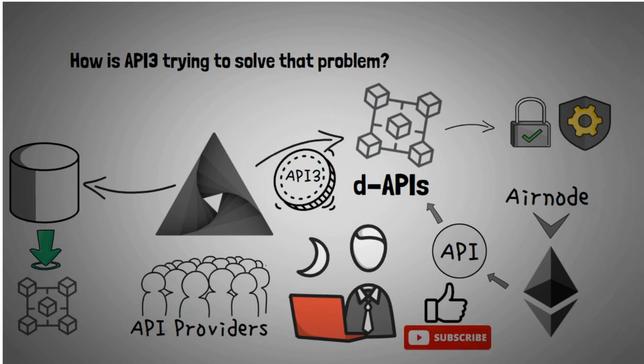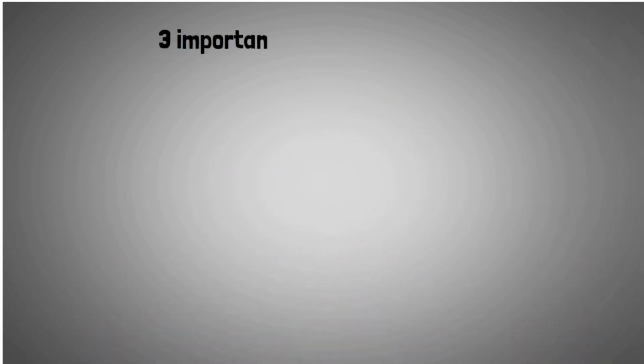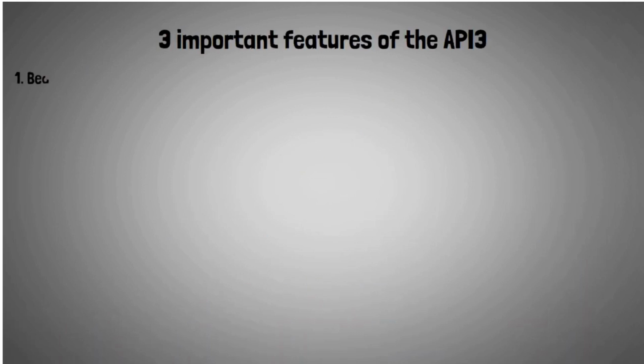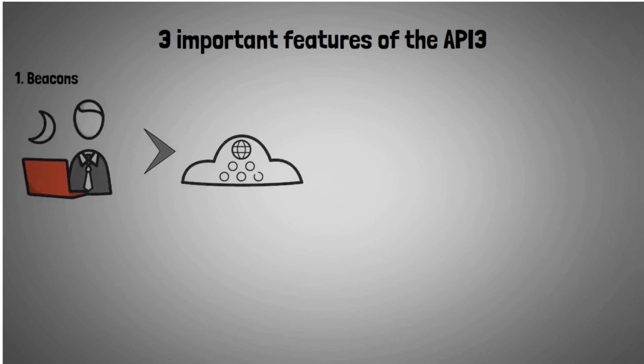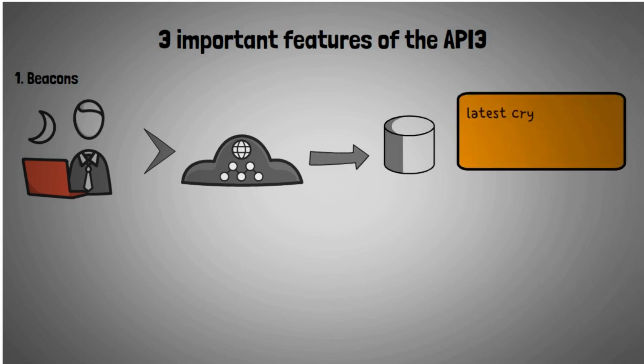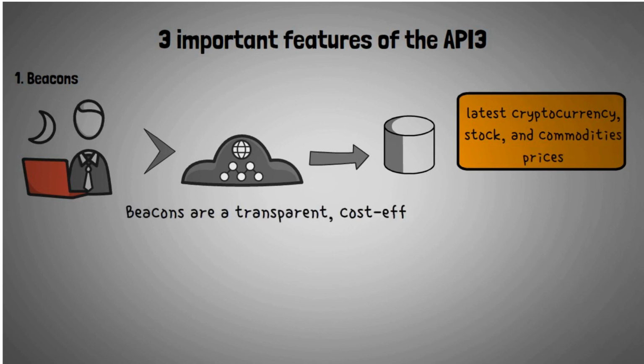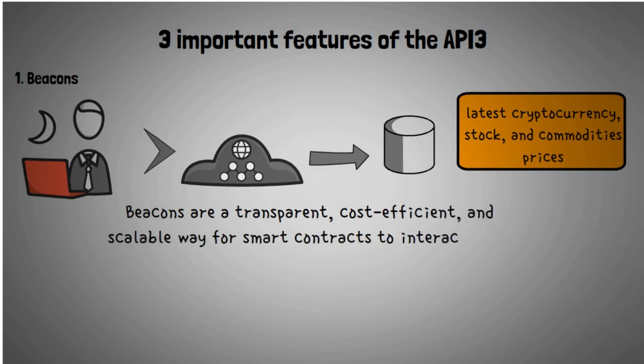Now let's quickly look into three important features of the API3. First is the beacons. Beacons allow smart contract developers to connect Web3 applications to continuously updated streams of off-chain data, such as the latest cryptocurrency, stock, and commodities prices. Operated by the market's most trusted and reliable data providers, beacons are a transparent, cost-efficient, and scalable way for smart contracts to interact with the off-chain data they need.